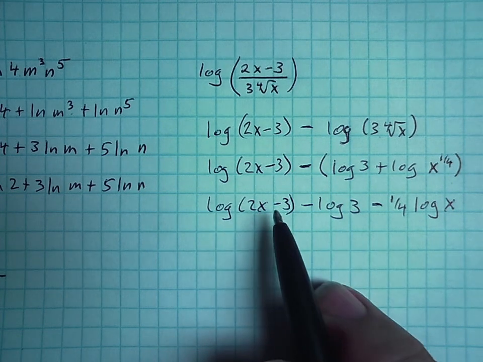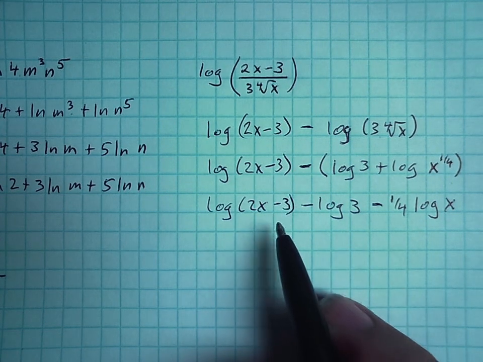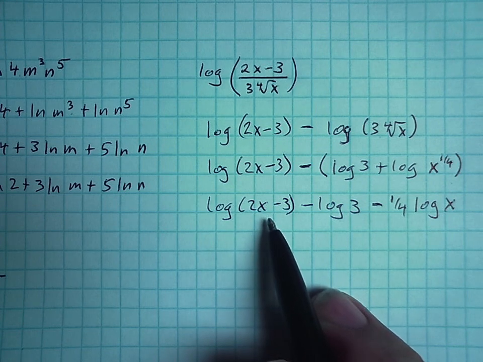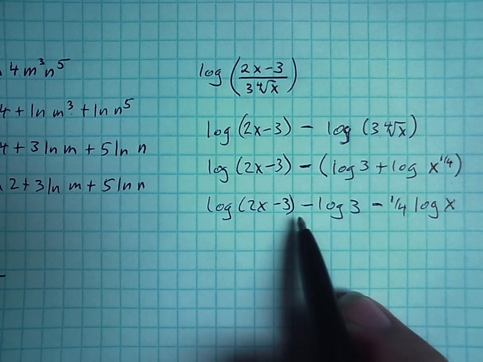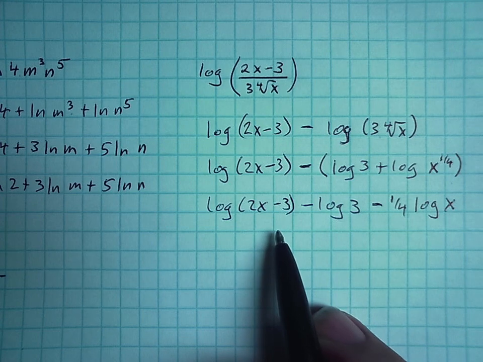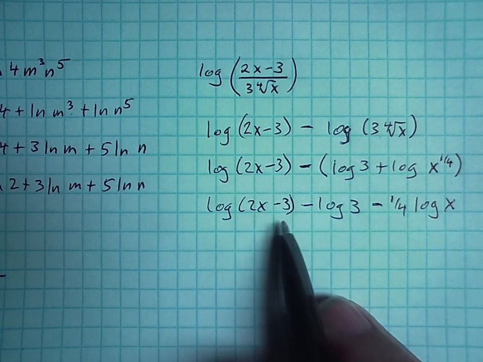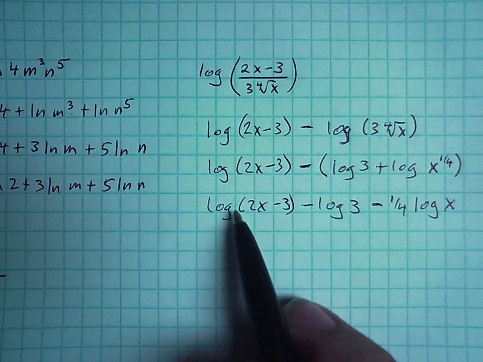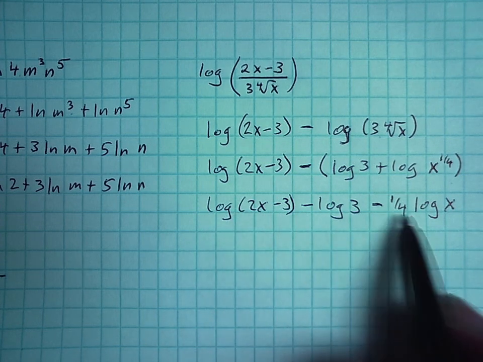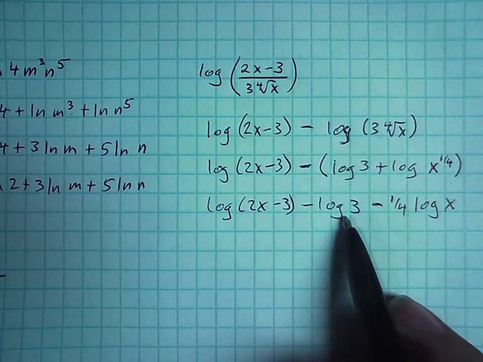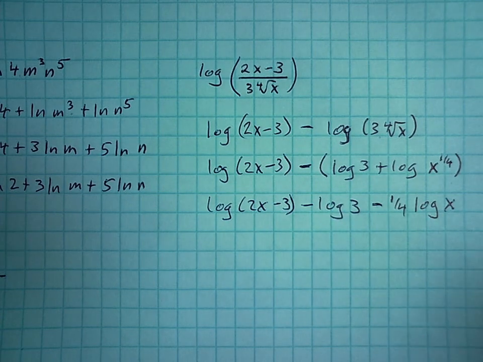I can't get this apart. There's no difference rule for the inside of logarithms. If you have two logarithms subtracted, you can combine them using the quotient rule. But if the subtraction's in the argument on the inside, there's no rule for that. So this is done. Each of these is linear or constant. It's as simple as I can make it.